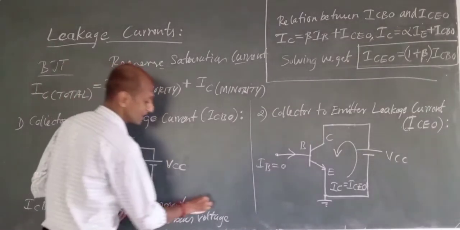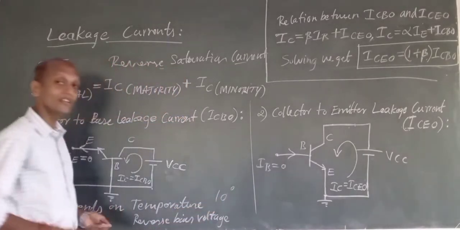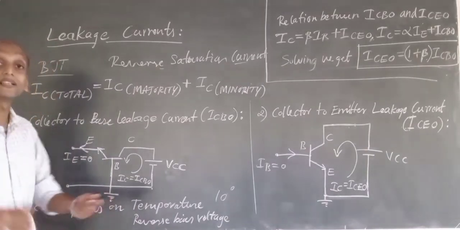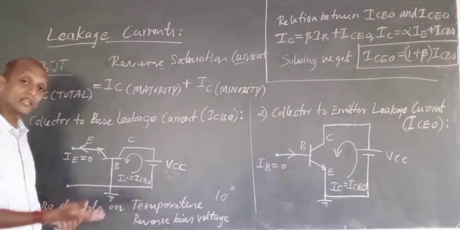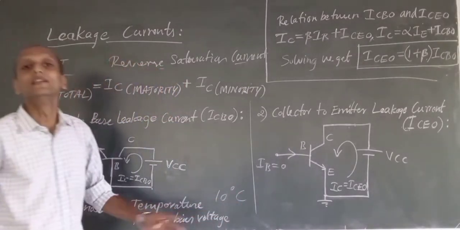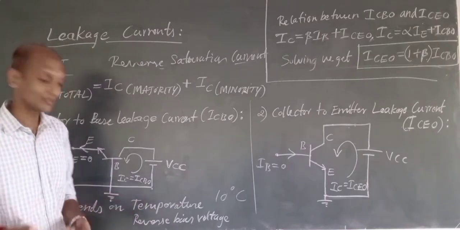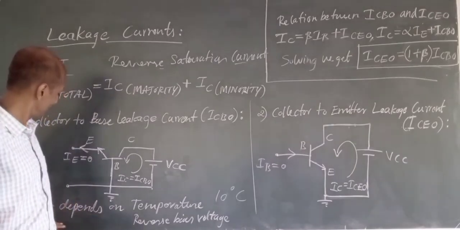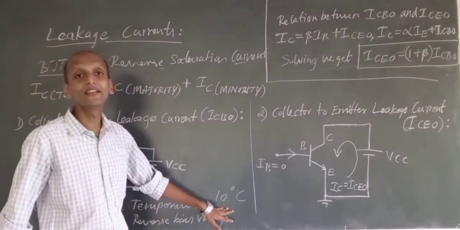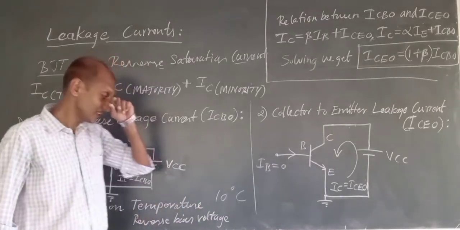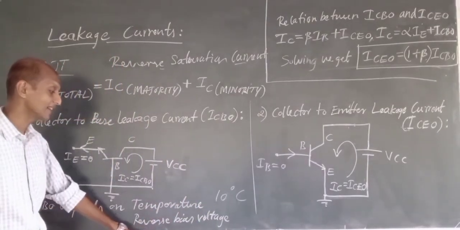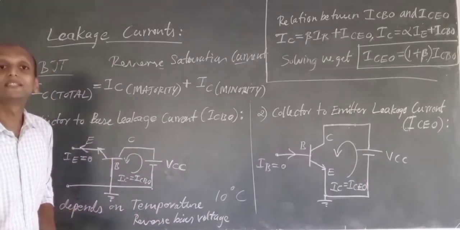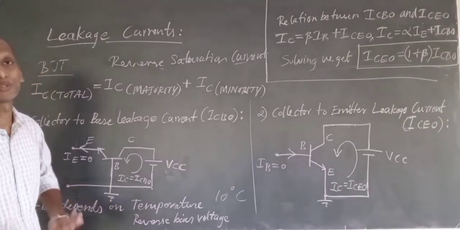For every 10 degree rise in temperature, the leakage current doubles. So for every 10 degree centigrade rise of temperature, we have this ICBO doubling. ICBO, or the leakage current, doubles for every 10 degree increase of the temperature. This is how we have the temperature dependency. And the reverse bias voltage: as I increase this reverse bias voltage more and more, your ICBO, your leakage current, will be more.